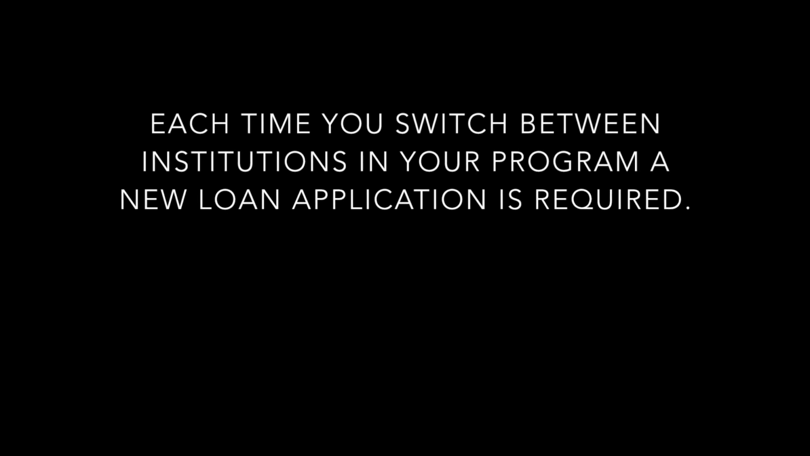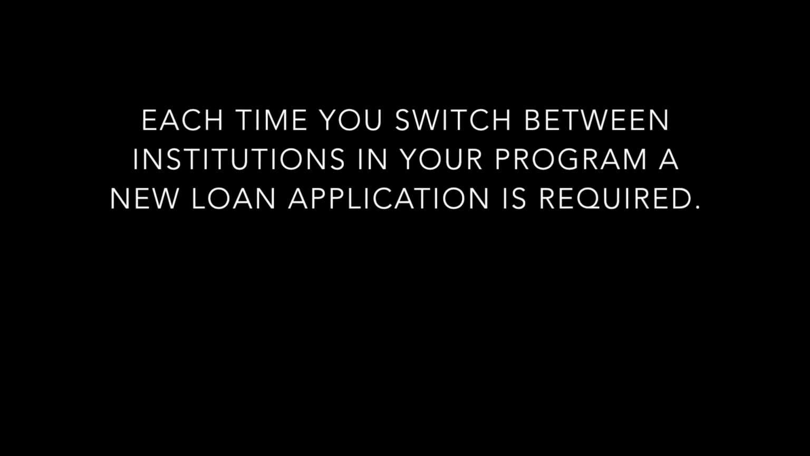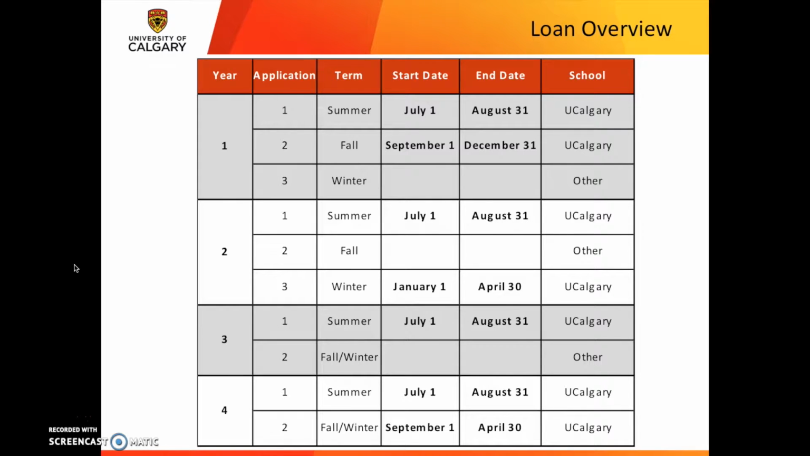Each time you switch between institutions in your program, a new loan application is required. The reason for this is simple. While you're registered into a degree granting program here at the University of Calgary, while you are attending the other institution, they are considered to be your home institution for that time period. We cannot see and therefore cannot confirm your full-time registration at a different institution and vice versa.